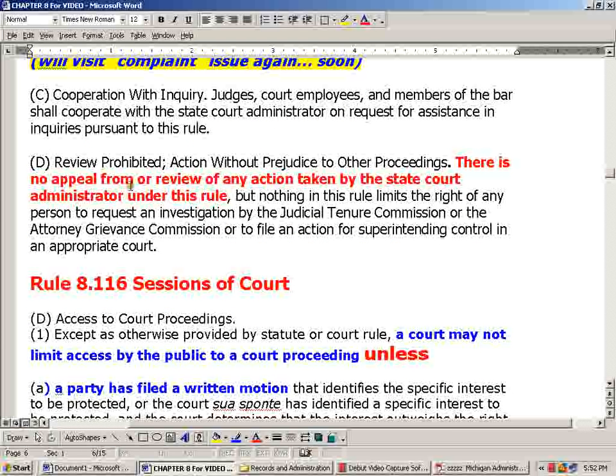Verified complaint, sworn complaint. There is no appeal from a review of any action taken by the state court administrator under this rule, but nothing in this rule limits the right of any person to request an investigation by the Judicial Tenure Commission, Attorney Grievance Commission, or to file an action of superintending control to the appropriate court. So you can just ask them to, you can also file for a superintending control.